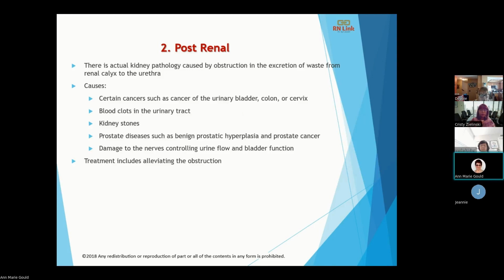And then treatment includes what? Alleviating the obstruction. So that's when your urologists are coming in and doing a cysto or finding out what's going on with that patient. Why are they still having bleeding, blood clots coming out of their bladder? They may have kidney stones. Yeah, kidney stones can cause that too, the hemorrhage, right? And kidney stones are very painful.